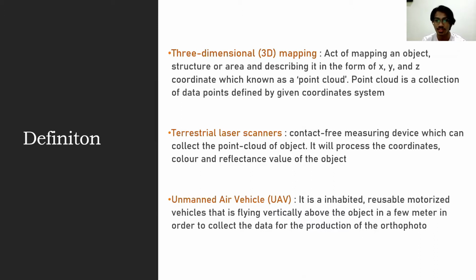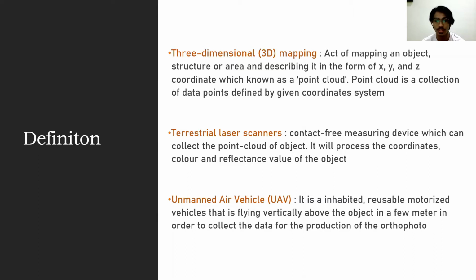So the next one is terrestrial laser scanner. Terrestrial laser scanner is a contact-free measuring device which can collect the point cloud of an object, or can collect the coordinates of an object, and it will process the coordinate, color and reflectance value of the object.